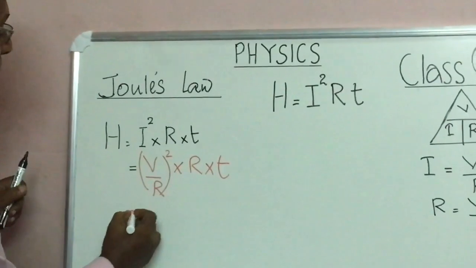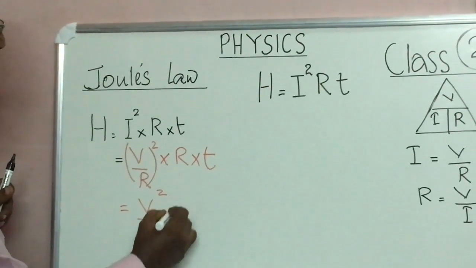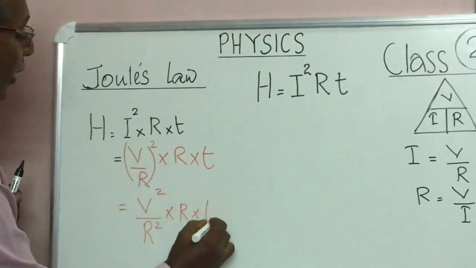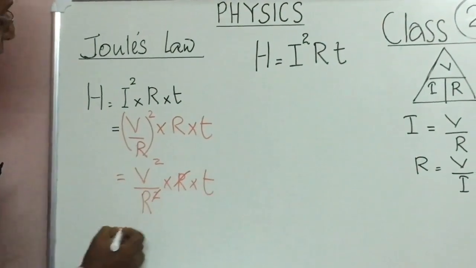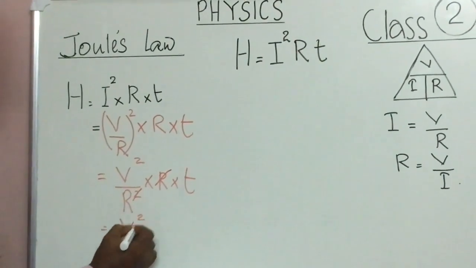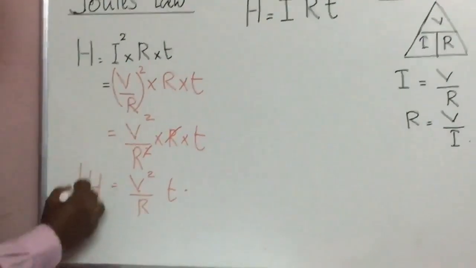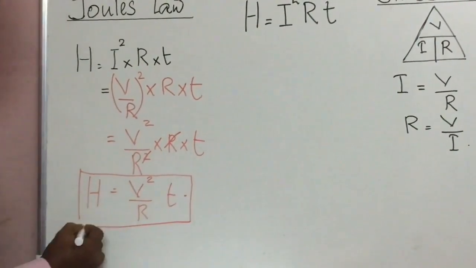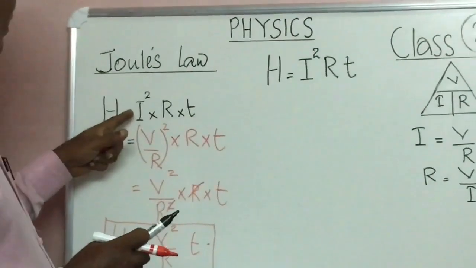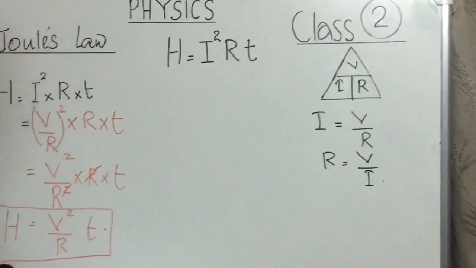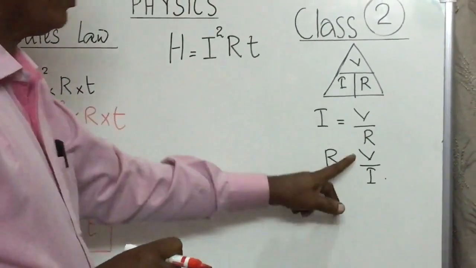So we can write it again as V square by R square into R into T, where R and R get cancelled. We get the equation V square by R T. This is another form of Joule's law. What we have done is we replaced I by V by R.